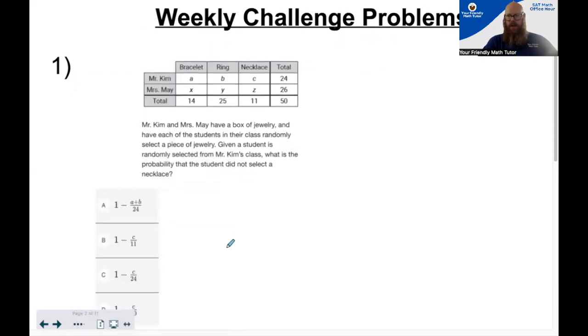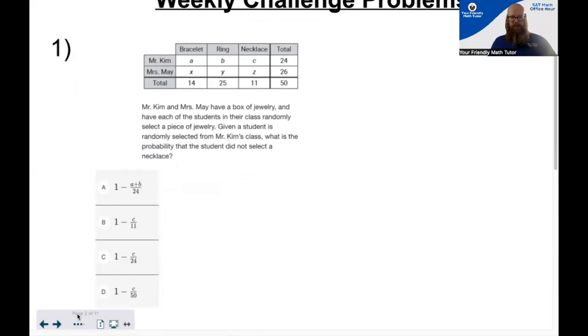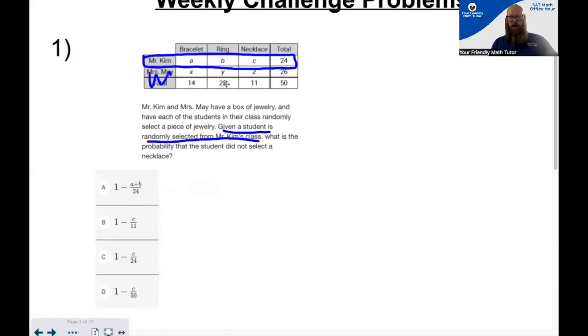All right, so this first one is a probability problem. And we want, given that a student is randomly selected for Mr. Kim's class, that means we're only looking at Mr. Kim's class. So we can ignore all of this. All right. What is the probability that the student did not select a necklace?